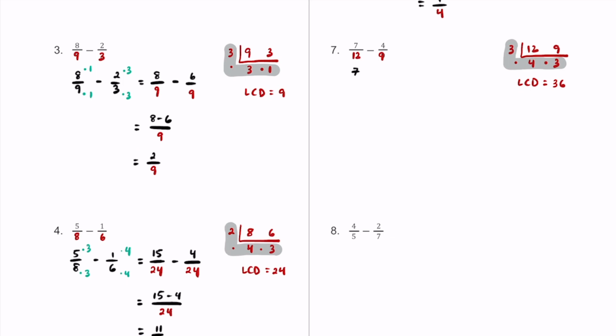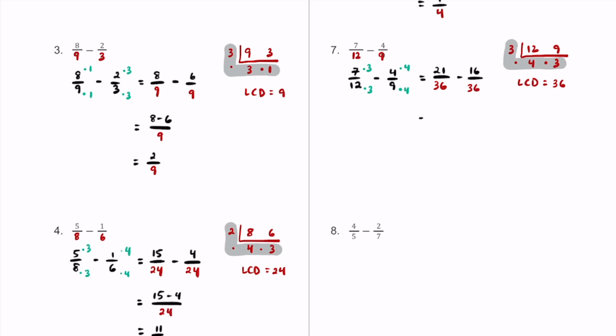So let's do 7 over 12. Let's take away 4/9. And to get common denominators here, 12 is going to multiply by 3, so let's do times 3 over 3. 9 is going to multiply by 4, so let's do times 4 over 4. So 7 times 3 is going to be 21, so it's 21 over 36. That's that LCD. Minus, and then 4 times 4, it's going to be 16 over 36.